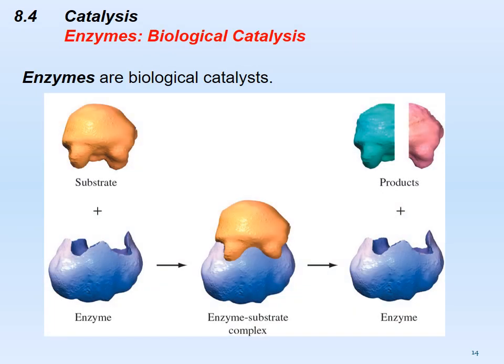Enzymes are biological catalysts. Enzymes in humans, animals, and plants speed up many important chemical reactions. These enzymes have unique shapes and invite reactant molecules or substrates with appropriate shapes to react with them to eventually generate products.